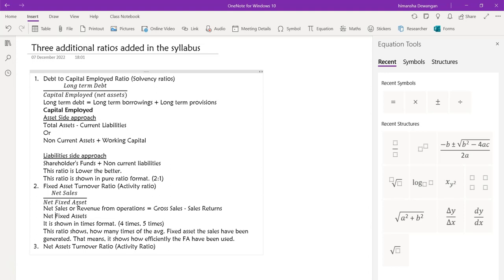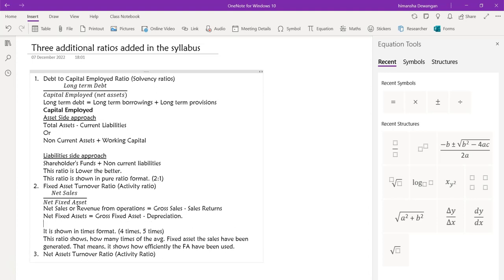So net fixed asset is equal to gross fixed asset, and what will we minus here? To make it net, what will we do, Ayushi? Depreciation. Very good. Depreciation. All right, I think we did cover its format and its significance. One thing we had not written: it is higher the better. Higher the better, right, Ayushi? The ratio is higher the better.